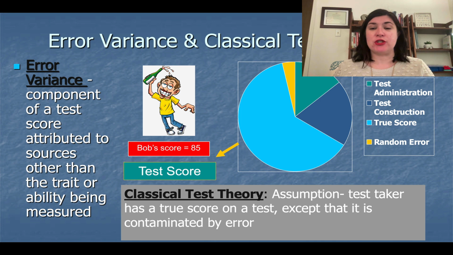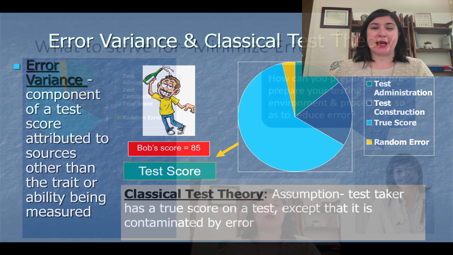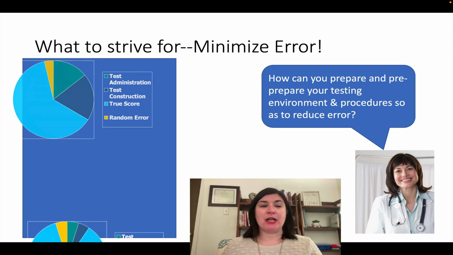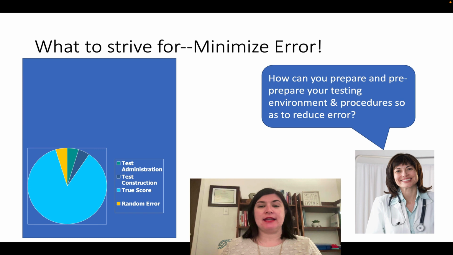So again, let's look at Bob's score of 85. The test administration error, there's test construction error, there's a true score, and then there's random error. The assumption is that the test taker has a true score in a test, except that it is contaminated by error. So what we strive for is to minimize error. We want to reduce how much error we see in this individual's test score. So we want to think about how can we prepare and pre-prepare your testing environment and the procedures to reduce this type of error.